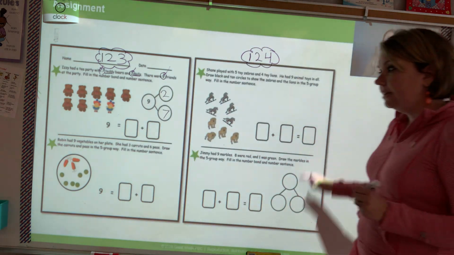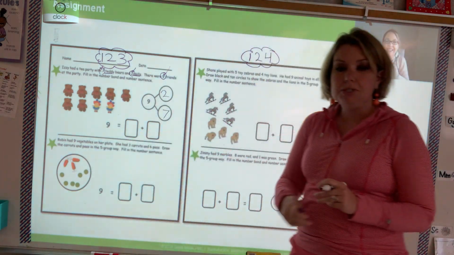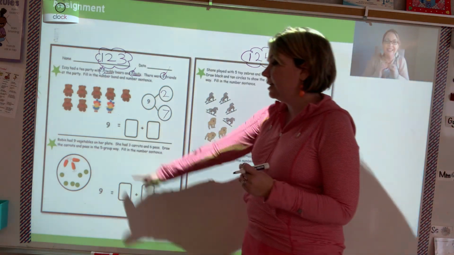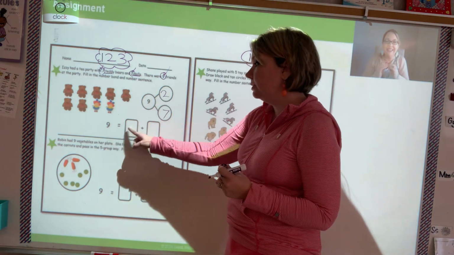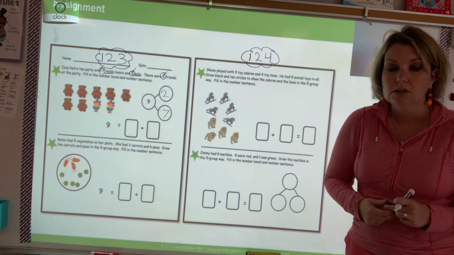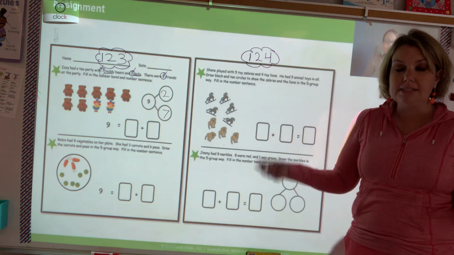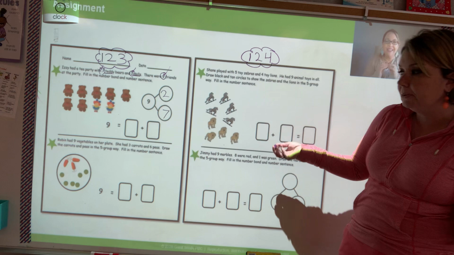So down here, we have our number sentence. Our number sentence has our whole, 9 equals blank plus blank. What goes in the 2 blanks, DJ? What goes in the 2 blanks?